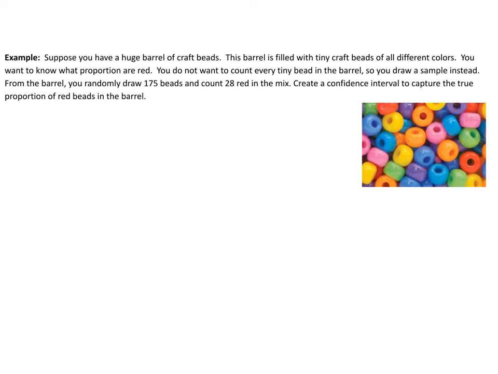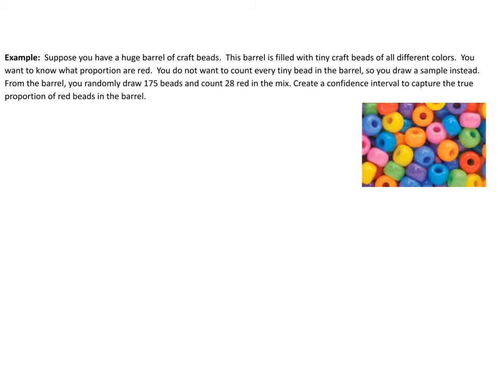The more confident we are, remember, the wider our interval will be. If we are less confident in our interval capturing the true proportion, it's going to be smaller. If you think about it, what's the only way you could be 100% confident that you're capturing the true proportion of red beads in the barrel? You'd have to say, I'm 100% confident that the barrel contains between 0% and 100% red, which tells you absolutely nothing, right?